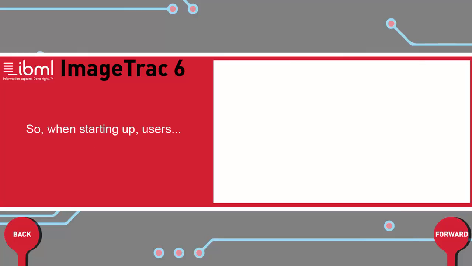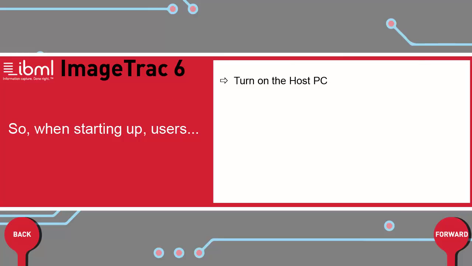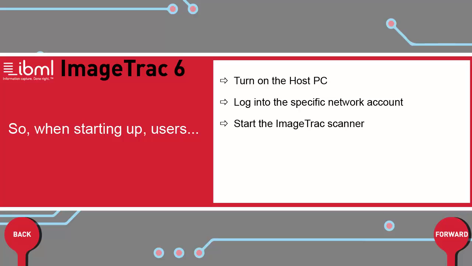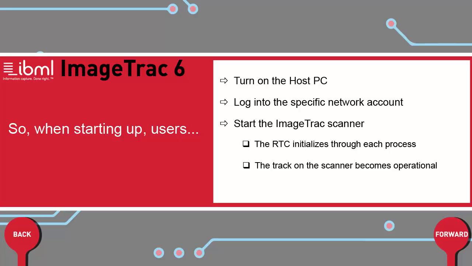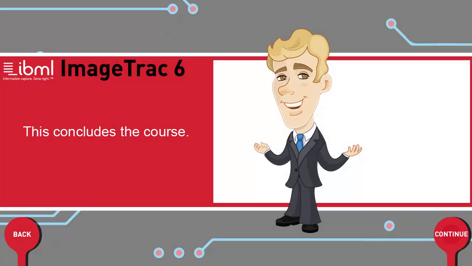So when starting up, users first turn on the host PC, log into the specific network account, and then start the ImageTrack scanner by switching the power button to on. During this time, the RTC initializes through each of the processes we have examined in this course before the track on the scanner can become operational for documents to be captured, information gathered, and sorted properly using the ImageTrack scanner. This concludes the course.